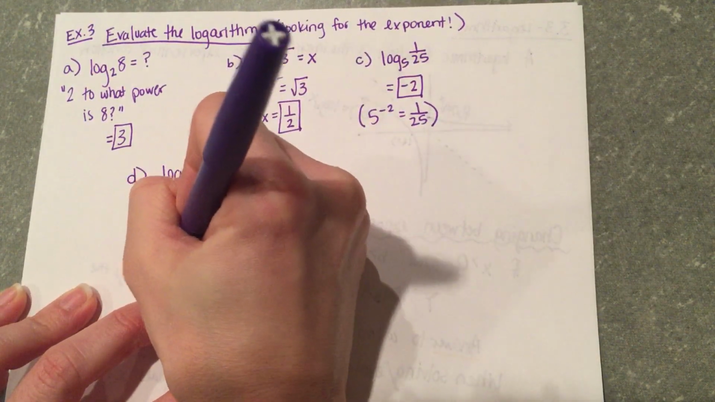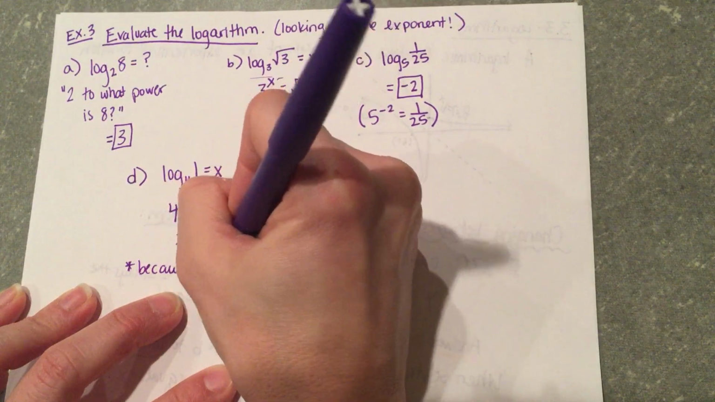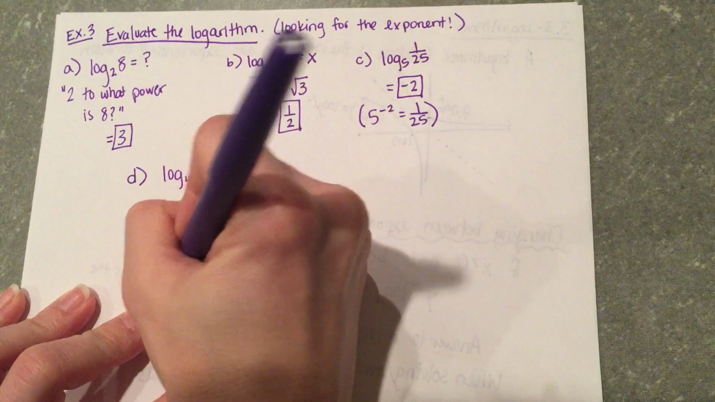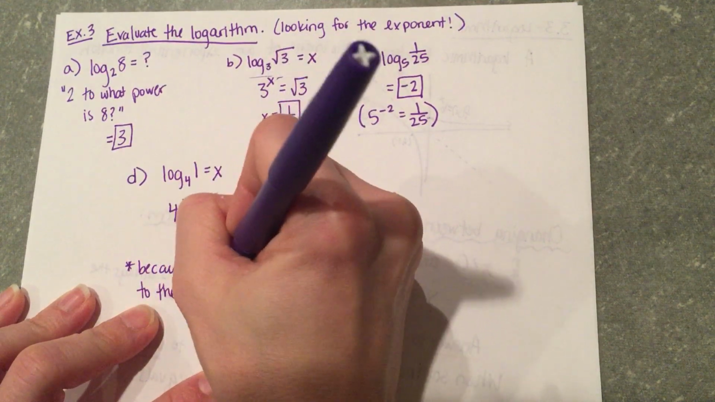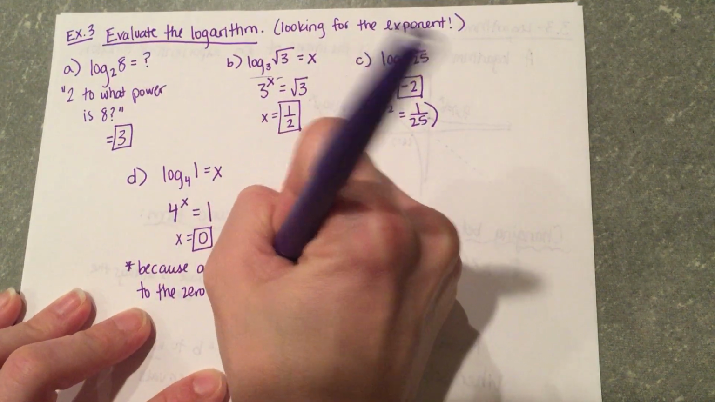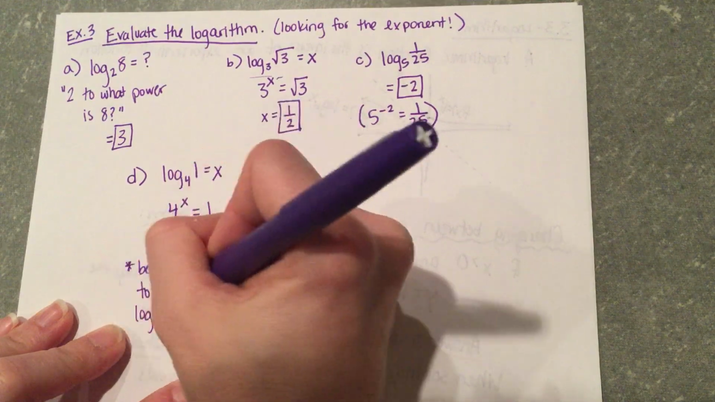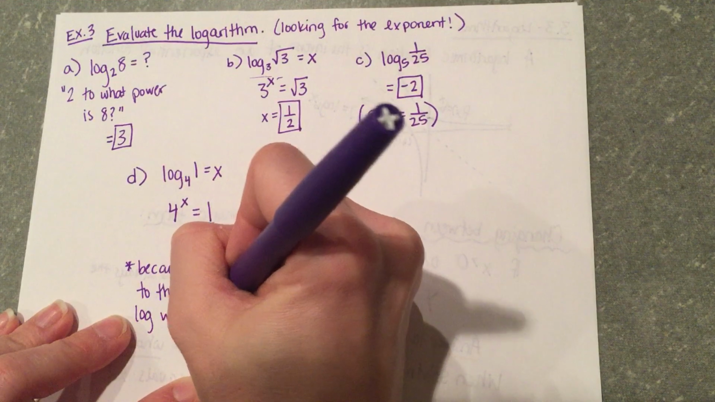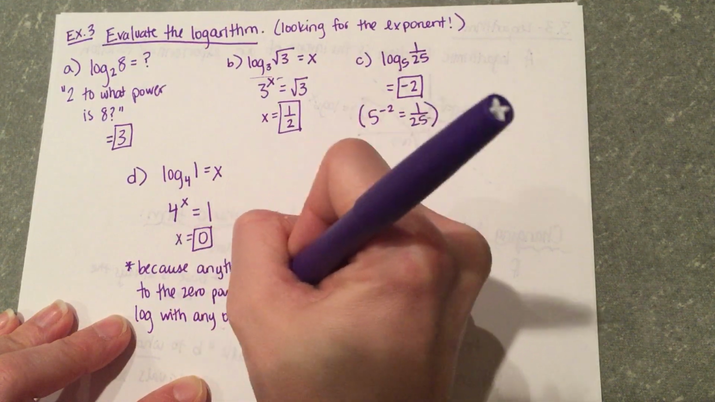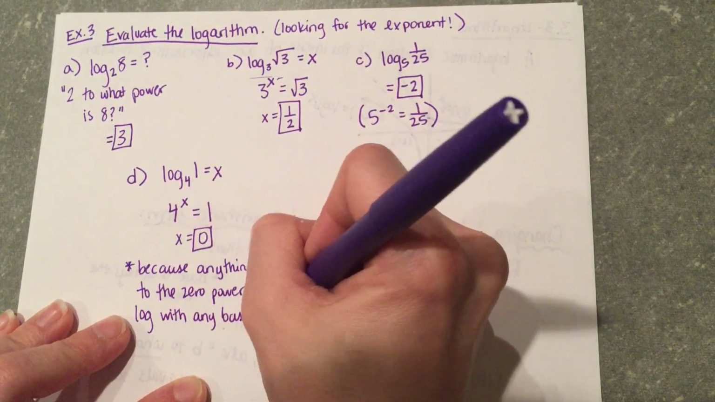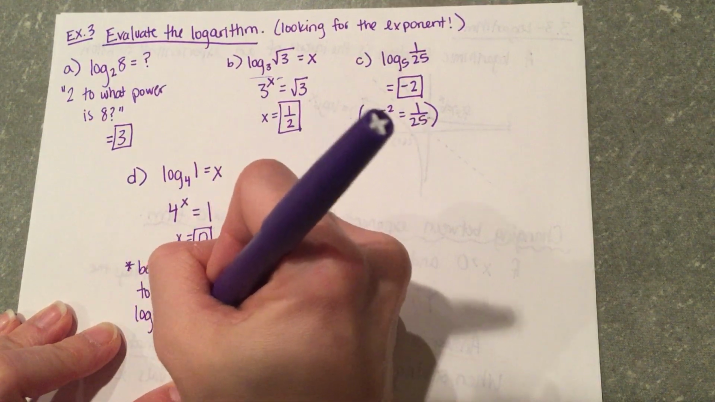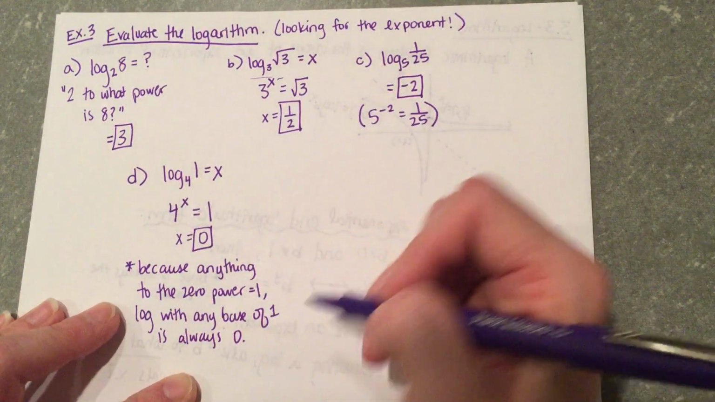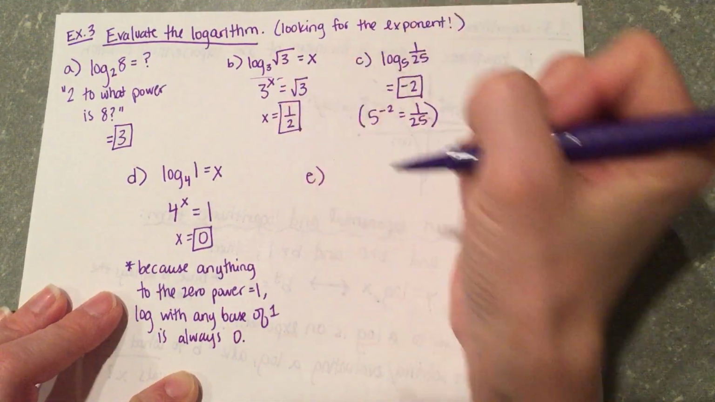Because anything to the 0 power equals 1, the log with any base of 1 is always 0. And we'll write this down as a rule in a minute.